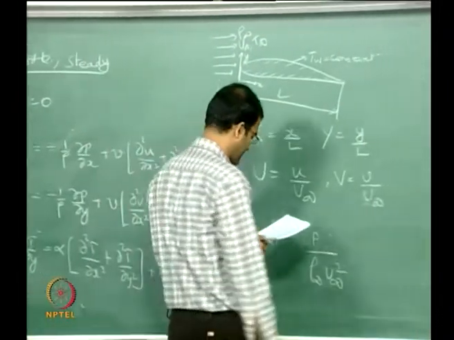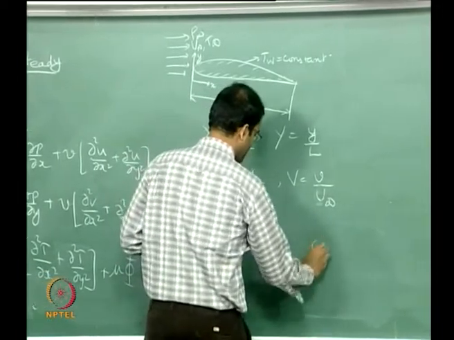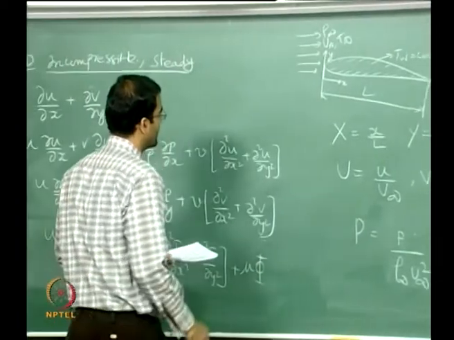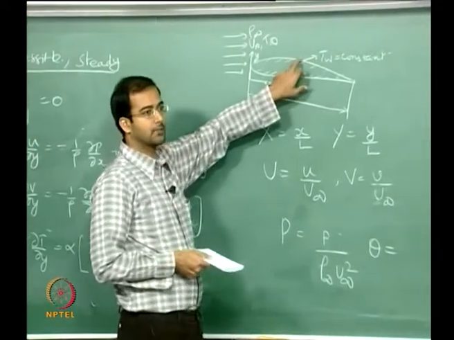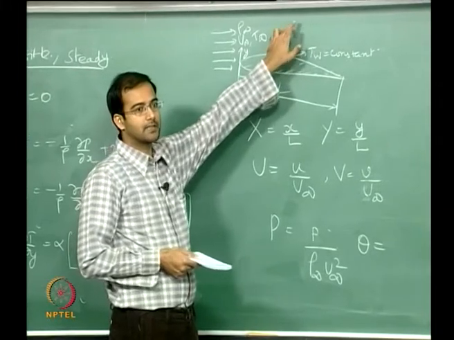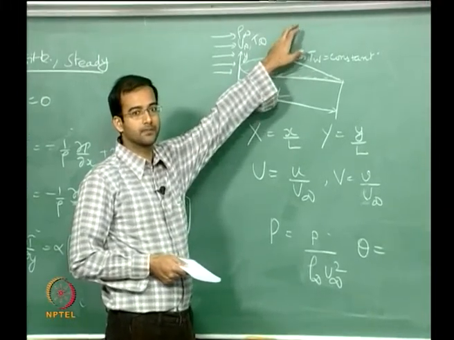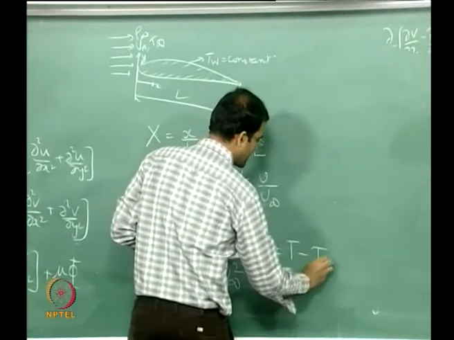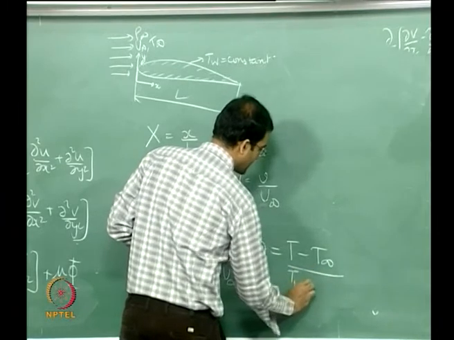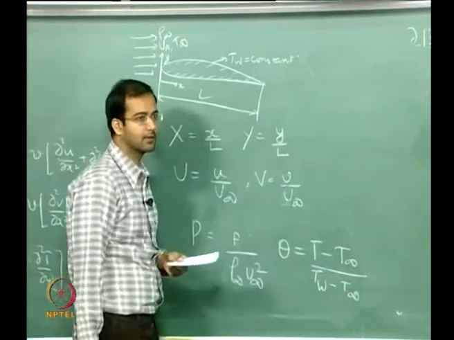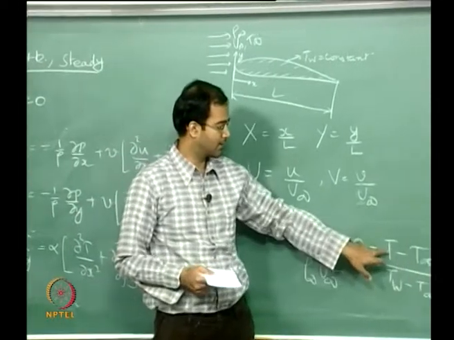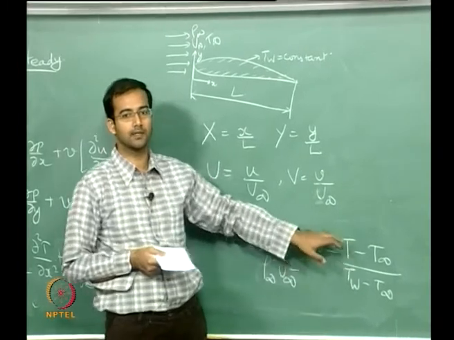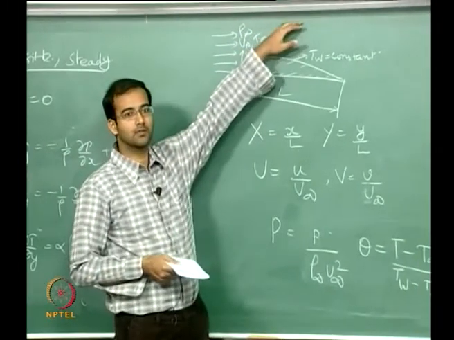All right, and finally coming to the temperature, I will define a non-dimensional temperature theta such that at the wall the value of the non-dimensional temperature equals 1, and in the free stream away, the value should be 0. So how do I non-dimensionalize that? T minus T infinity by T wall minus T infinity. So that at the boundary where T equals T wall this becomes 1, and in the free stream theta goes to 0.